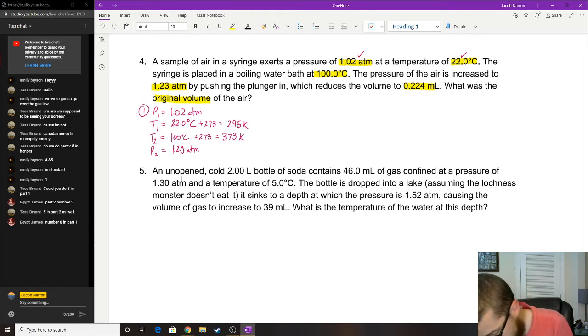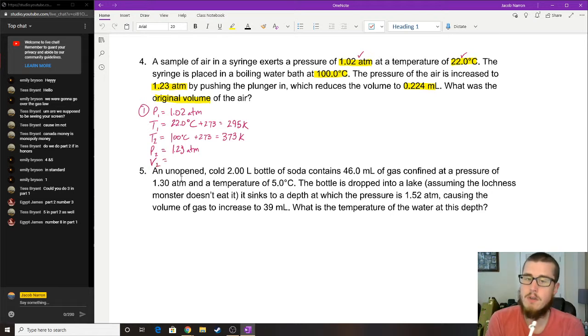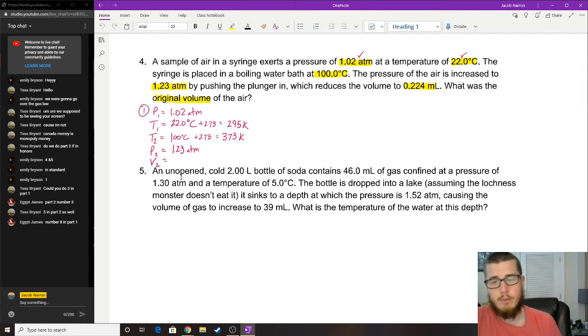All right, so V2. Now, how do I know that's V2? Because they said that's what happened. You did this, pressure became this, temperature became this. Also, I know that I'm looking for original volume. That's going to be V1. So V2 is 0.224 milliliters. Okay. So what am I looking for? What is the original volume? So I'm looking for V1.